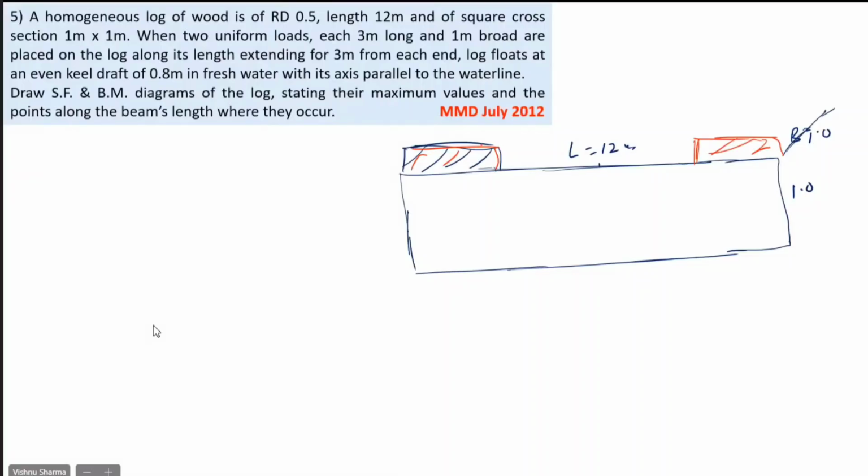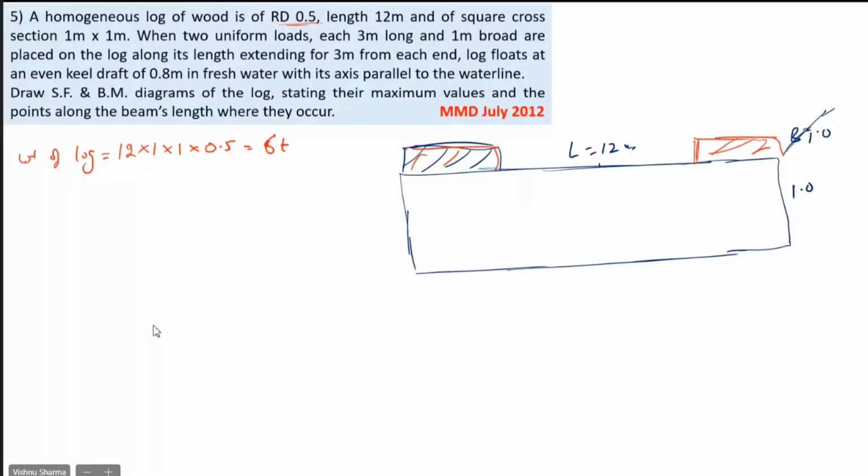Okay, guys. The RD of the log is given. He says RD of the log is 0.5. So what is the weight of the log? Weight of the log will be volume of the log. Volume of the log will be 12 meters length, 1 meter breadth, 1 meter height. This is the volume of the log multiplied by density. 6 tons is the weight of the log. Do you agree with me? Yes or no? Correct? Yes, sir.